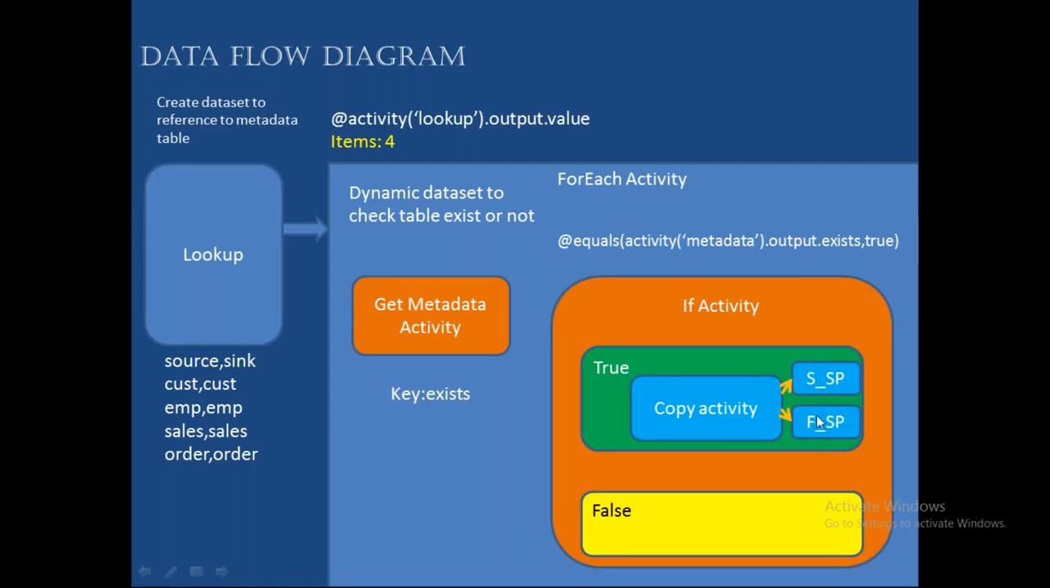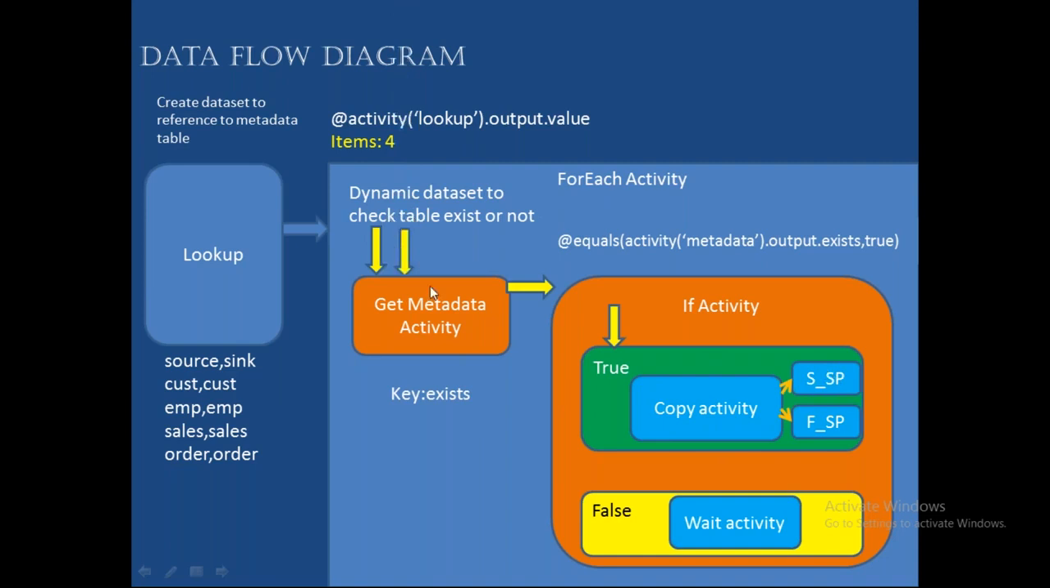Next, I am going to pick only the failure tables. For example, let's say the first table is cust. Let's imagine this cust table. Get metadata will check whether this cust folder is available or not in the on-premise file system. If this cust folder is available, it will return true, and the if activity will check that. If the condition evaluates to true, meaning the exist parameter is true, then it will execute the copy activity. If the copy activity succeeded, then it will execute the success stored procedure.